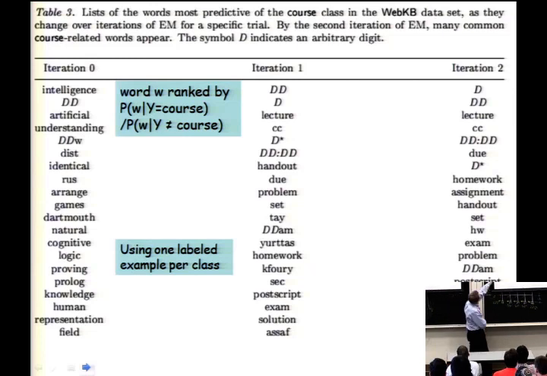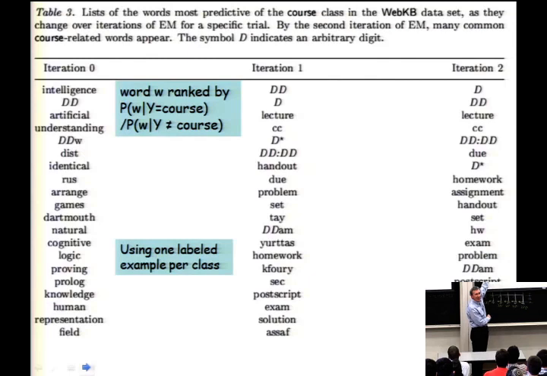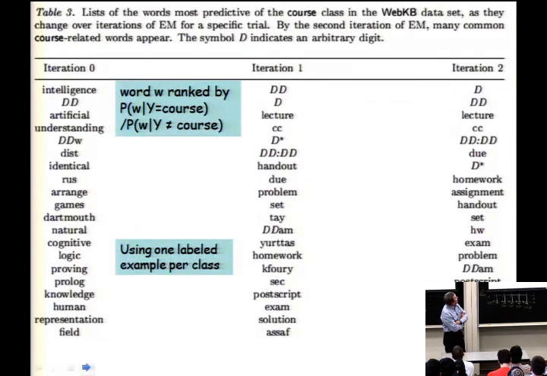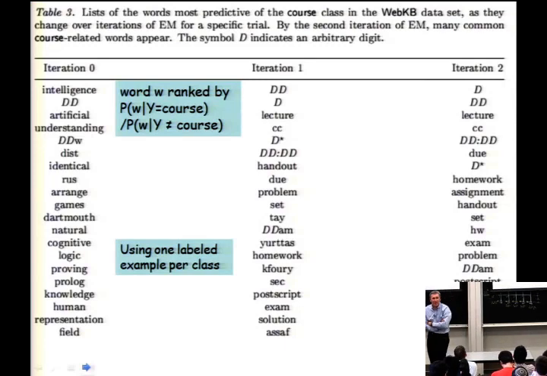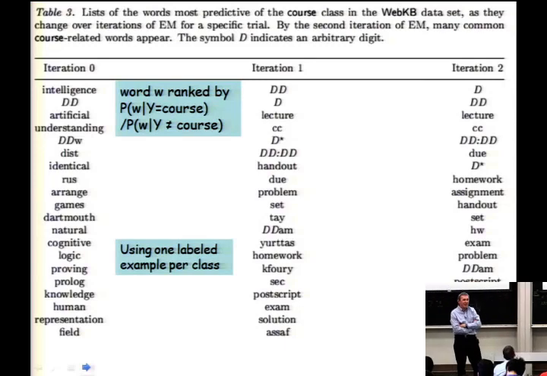And now what he's showing here is the rank order of all the thousands of words in the document, ranked by the probability that the word will occur given that Y is a course page divided by its probability given that it's not. So it's the ratio of the likelihood of W.